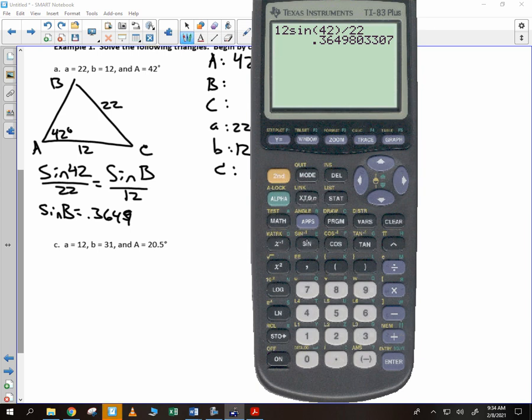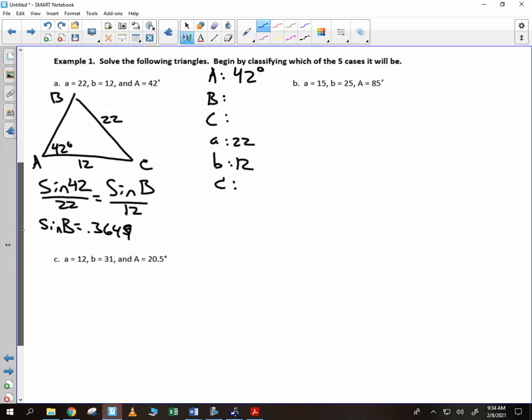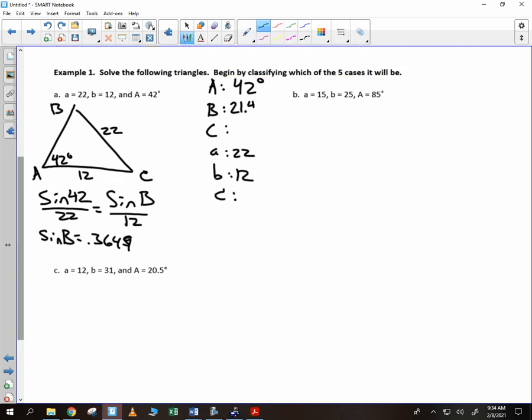We inverse the answer. You guys know how I pull up ANS? I go second, negative sign, and it just takes whatever you press there and puts it in there. It's a nice time saver come this kind of lesson. So use that, and I get 21.41. So angle B is 21.41 degrees.